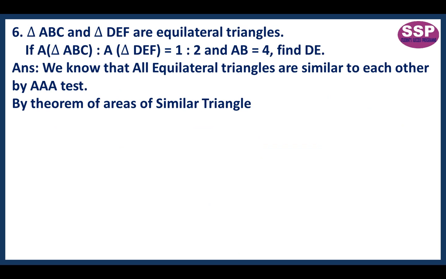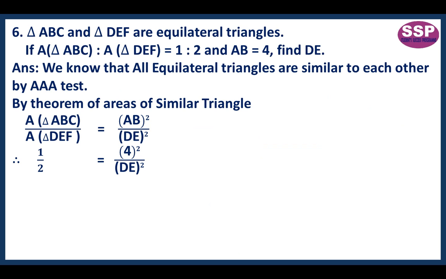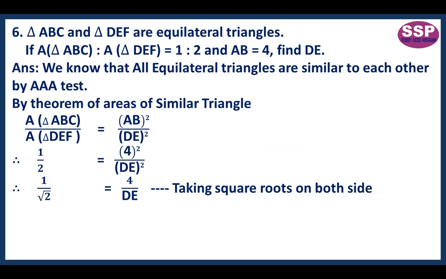Area of triangle ABC upon area of triangle DEF is equal to AB square upon DE square. Therefore, on putting the values, we get 1 upon 2 is equal to 4 square upon DE square. On taking square root on both sides, we get 1 upon root 2 is equal to 4 upon DE. After simplification, we get DE is equal to 4 root 2 units.